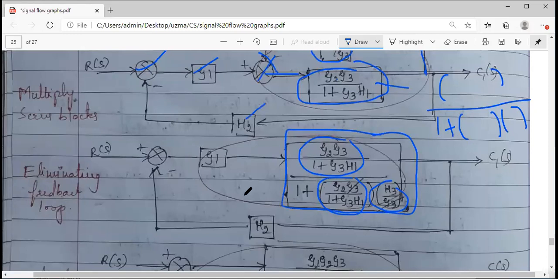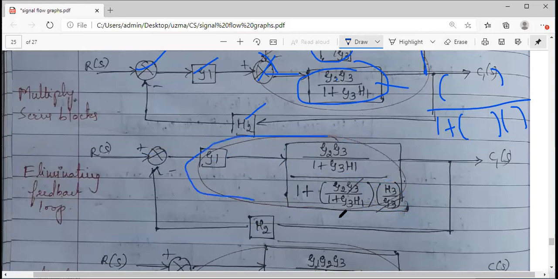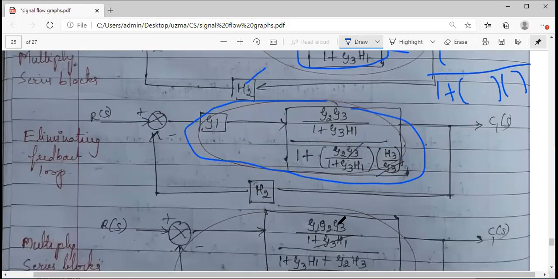Summing point and G1, you have H2 also. Summing point, G1 and H2. I have drawn the remaining parts as they are. Then coming to the next rule, these two blocks are again in series.